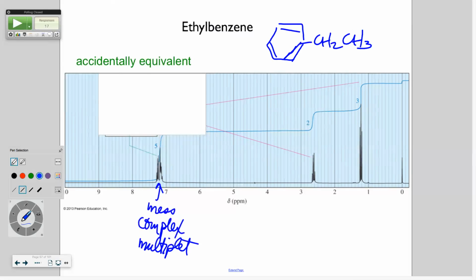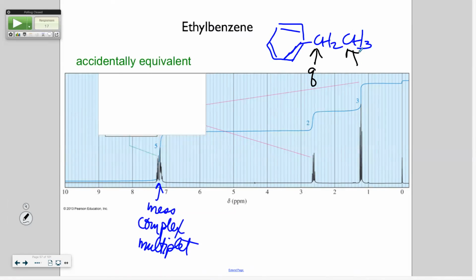Okay, how many neighbors does this CH2 have? 3, so it should be a quartet. How many neighbors does this guy have? So it should be a triplet. Okay. Can you find them on here?